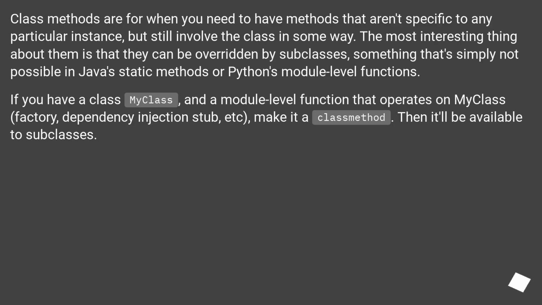Class methods are for when you need to have methods that aren't specific to any particular instance, but still involve the class in some way. The most interesting thing about them is that they can be overridden by subclasses, something that's simply not possible in Java static methods or Python's module-level functions. If you have a class myClass, and a module-level function that operates on myClass (factory, dependency injection stub, etc.), make it a class method. Then it'll be available to subclasses.